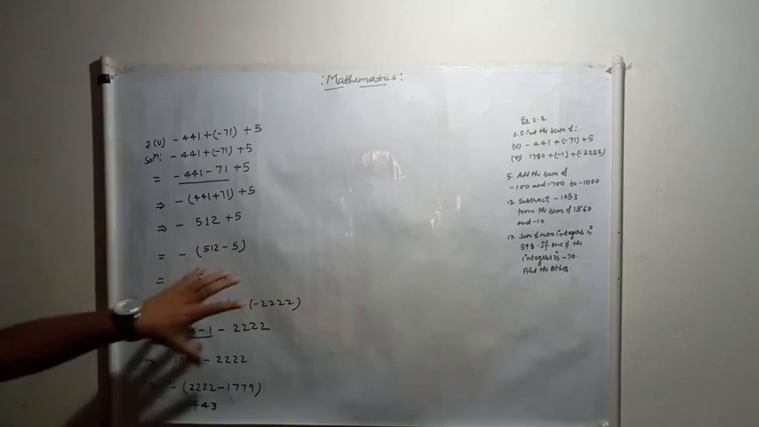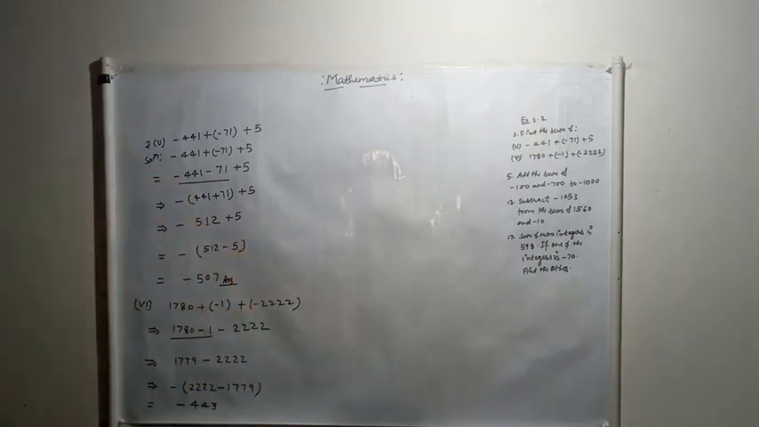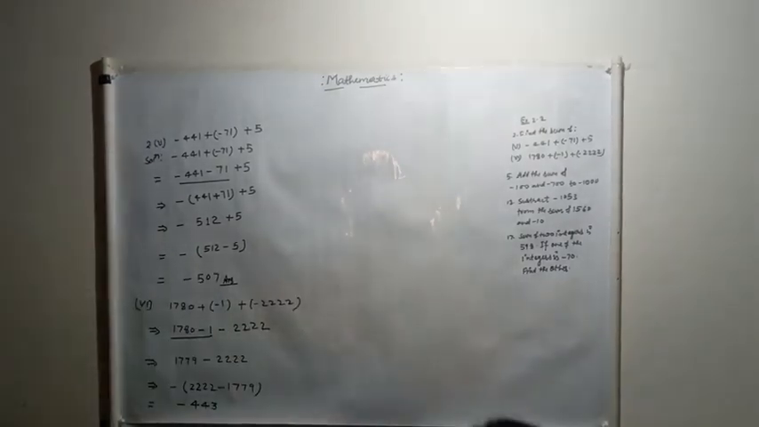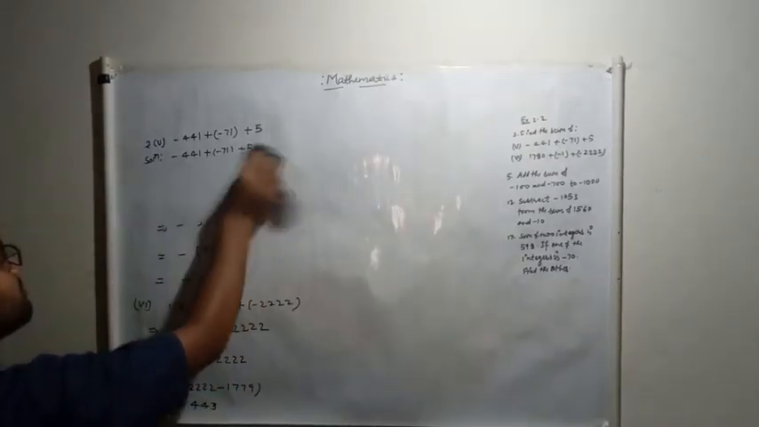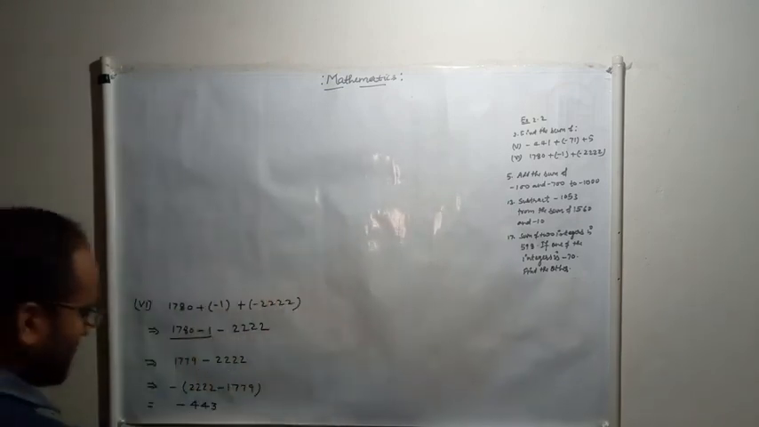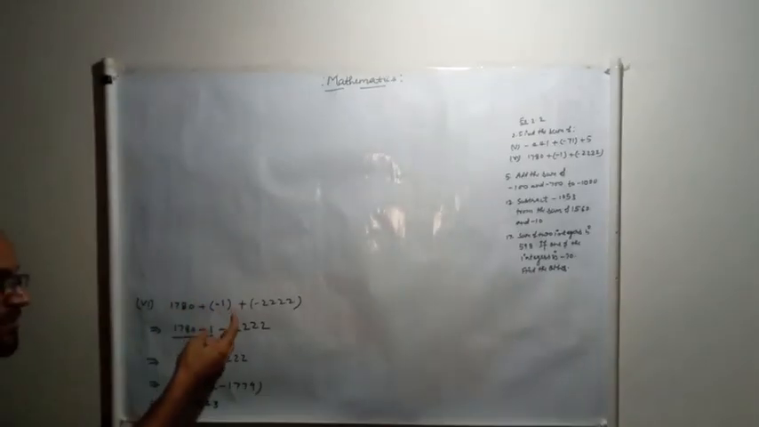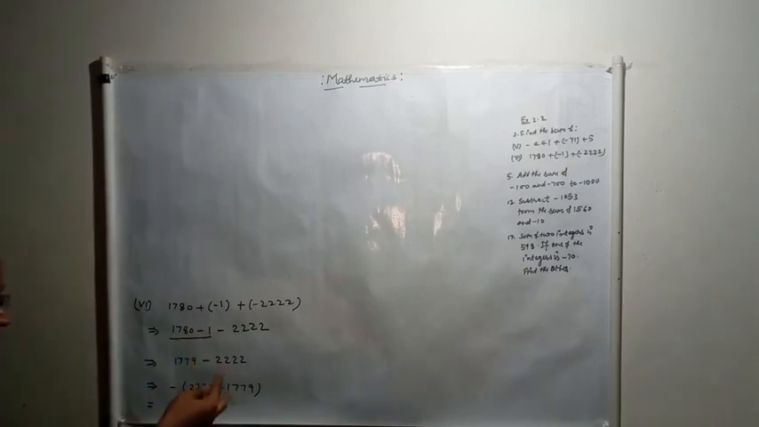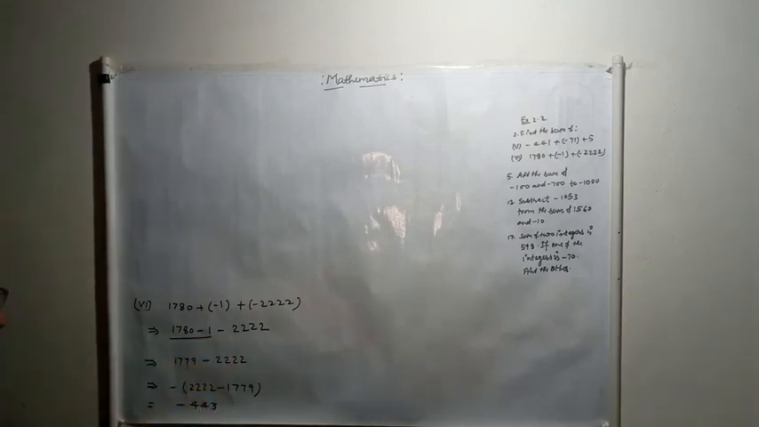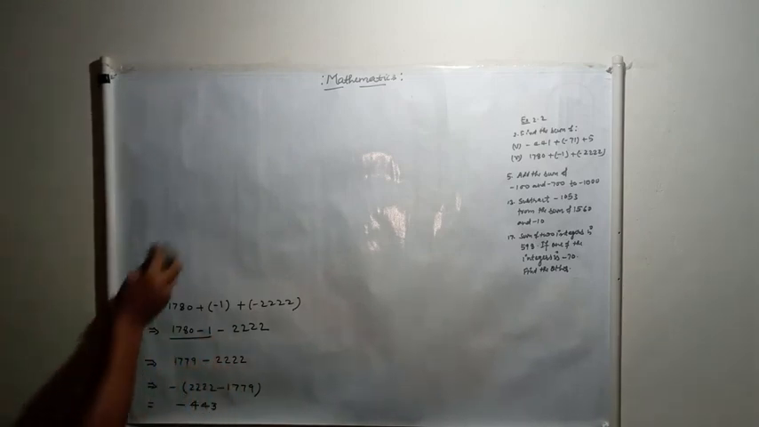So I have discussed here how to find the sum of given integers. Next one is question number 5th, students. Any problem in this one? Remove this bracket, subtract it, and then subtract the smaller one from the bigger one and put the sign of their greater absolute value. Which one is greater? You can put their sign.